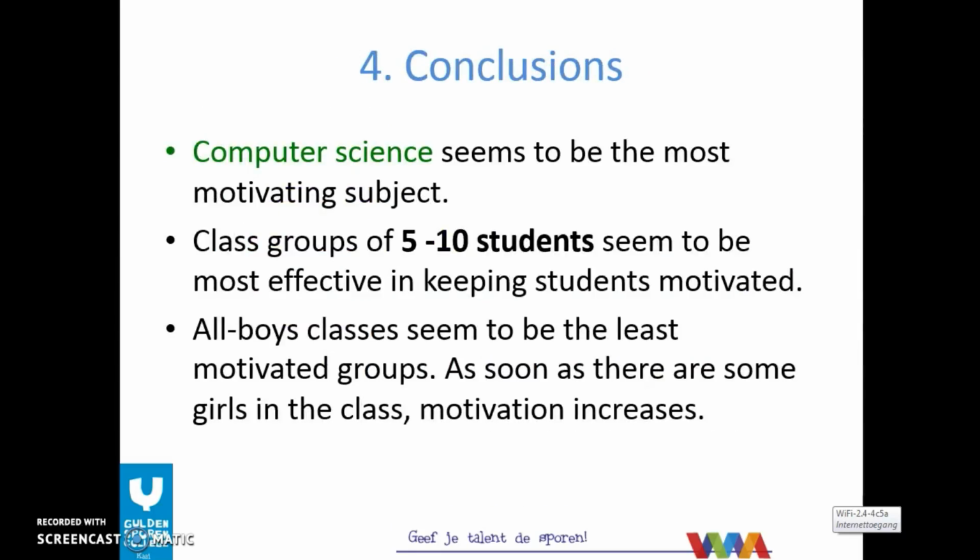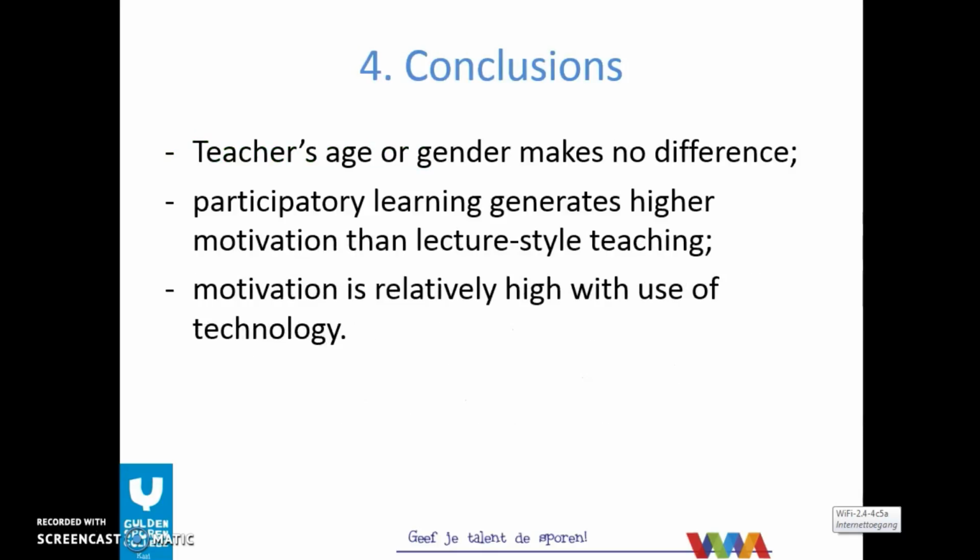So if we take a good look at all conclusions, we can say that computer science seems to be the most motivating subject. Class groups of 5 to 10 students seem to be most effective in keeping students motivated. All-boys classes are not a good idea. As soon as there are some girls in the class, motivation increases. So we should try to have mixed gender class groups. A teacher's age or gender makes no difference. Participatory learning generates higher motivation than lecture-style teaching, and motivation is relatively high with use of technology.